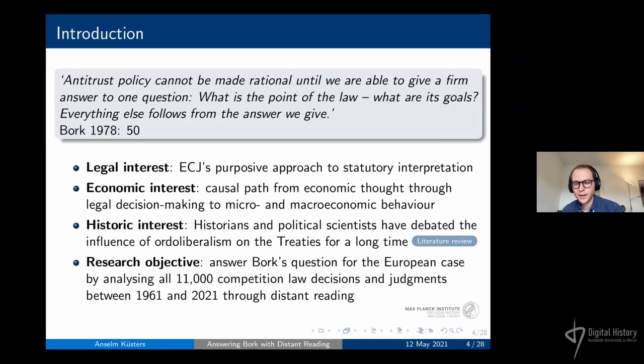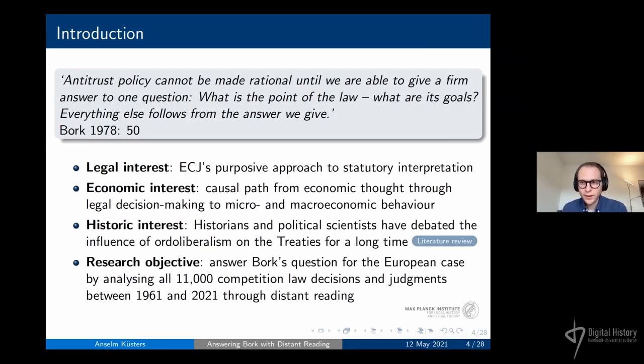And we know from the qualitative literature that a lot of these ordoliberal or Freiburg School scholars were acting in the 50s and 60s as advisors, as part of the German delegation to the treaty negotiations and so on. So we know there are some reasons to suspect that there might have been an influence of their specific language on the treaties, but we don't know this for sure. And usually this is dealt with by way of anecdotes, by way of case studies, and I try to do this in a more long-term aggregate analysis.